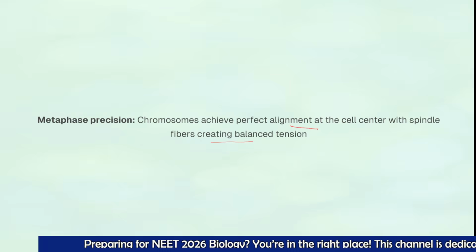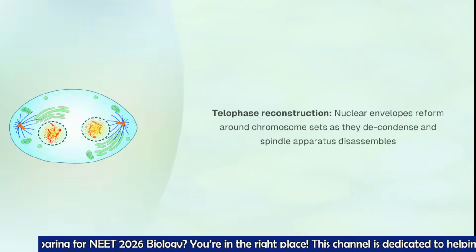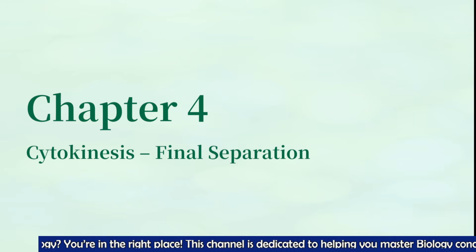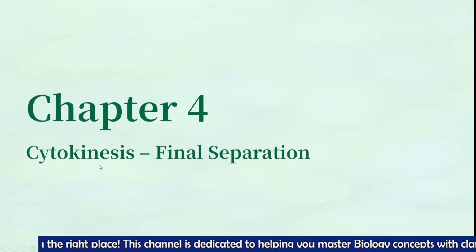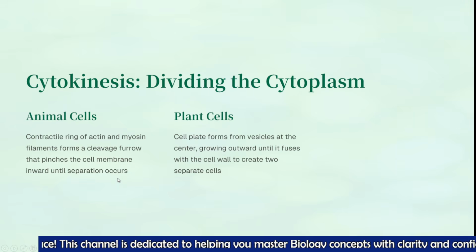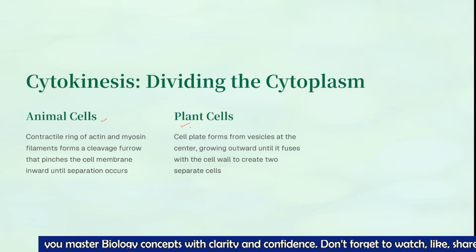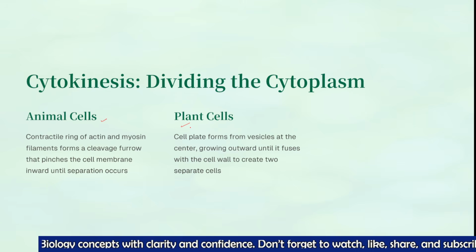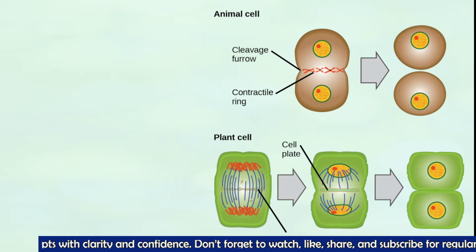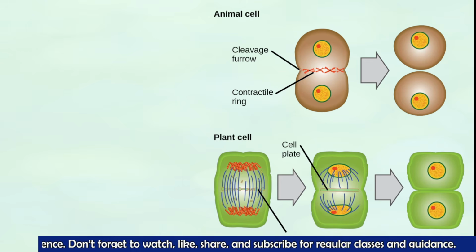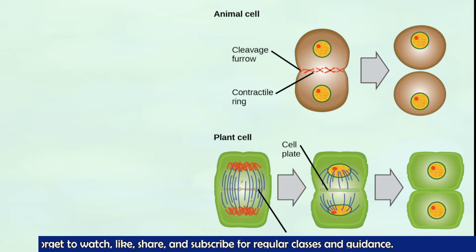Moving on to the last part of mitosis, that is cytokinesis. That is the final separation. What is cytokinesis? Cyto is related to cytoplasm, so the division of the cytoplasm is called cytokinesis. When you compare the animal cell and plant cell, there is some difference in cytokinesis, right? So just have a look at these two diagrams. In the animal cell, first there will be cleavage furrow formation taking place from the cell membrane.